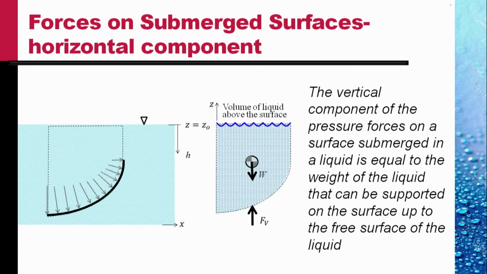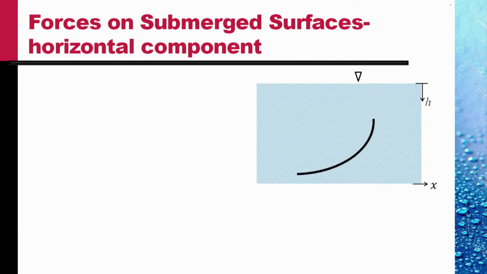So the vertical component of pressure force on the surface submerged in liquid is equal to the weight of the liquid that can be supported on the surface up to the free surface of the liquid. Let us next consider the horizontal force on this submerged surface. Same surface. Let the horizontal force because of liquid on the surface be Fh as shown.